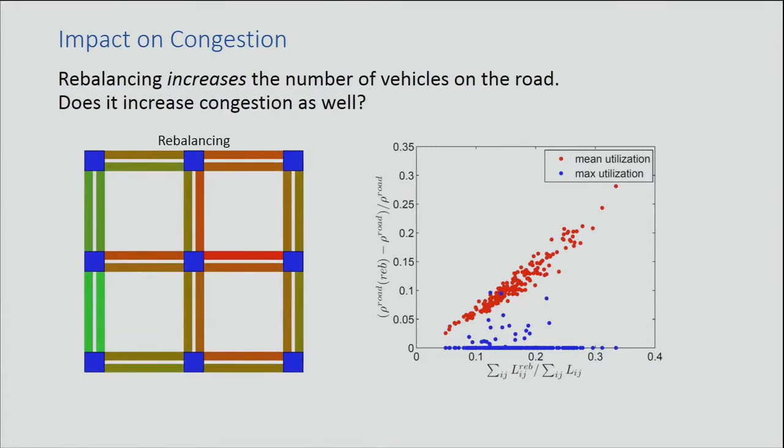So we delve into this problem a little bit by simulating many randomly generated systems on this very simple 9-station road network. And what we find is that rebalancing does indeed increase the vehicle density on the road network for most of the road segments, but not the road segment that's already the most congested. That's that red one that's near the middle. Now, this suggests that rebalancing vehicles tend to travel along less congested roads and may not necessarily increase the congestion in the system.